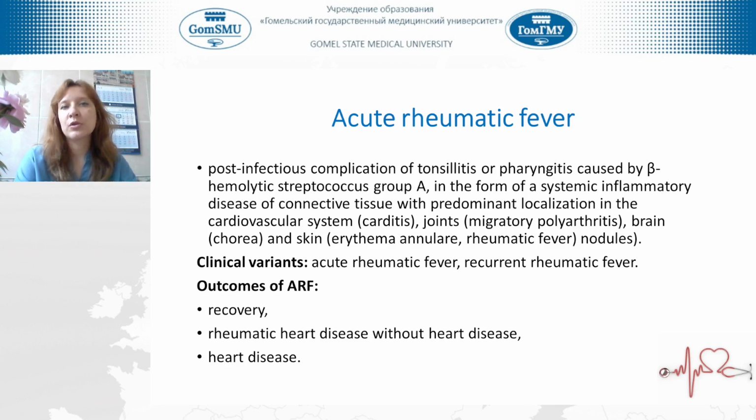Now, some words about acute rheumatic fever. This is a post-infectious complication of tonsillitis or pharyngitis caused by beta-hemolytic streptococcus group A, in the form of a systemic inflammatory disease of connective tissue with predominant localization in the cardiovascular system. It's called carditis, which means valvulitis, inflammation of the valves of the heart. Joints: migratory polyarthritis. It is migratory, meaning it happens in one joint today, tomorrow in another. It more often involves big joints. Brain: chorea, and skin: erythema annulare and rheumatic nodules.